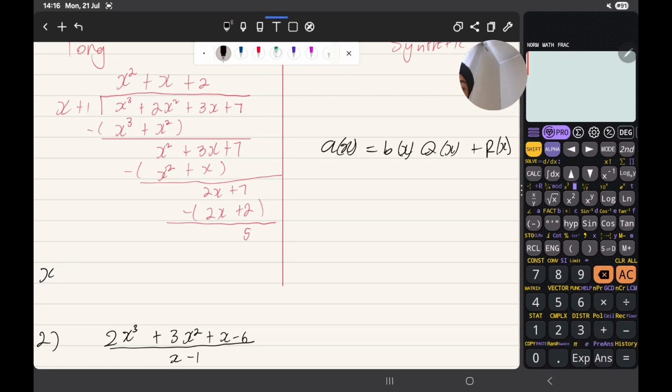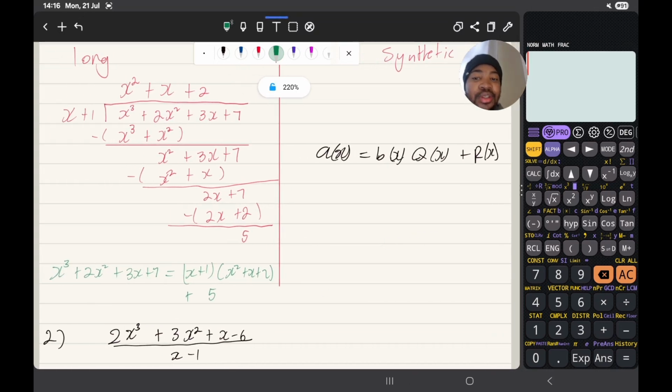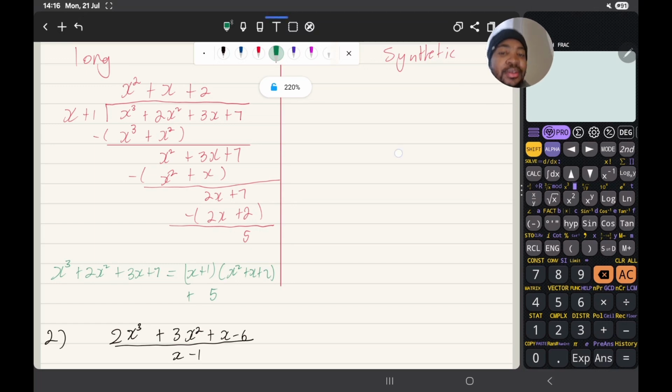x to the power of 3 plus 2x squared plus 3x plus 7 equals, I've written this, b of x, x plus 1, right? Now my quotient, x squared plus x plus 2. There it is, that's my quotient. And then plus the remainder, plus 5. Just like that, friends, you're done. Cool. Let's go to synthetic to see what it has for us.